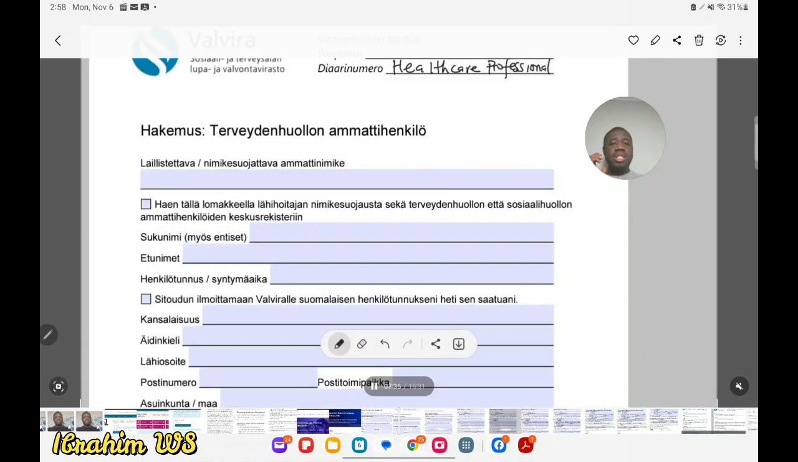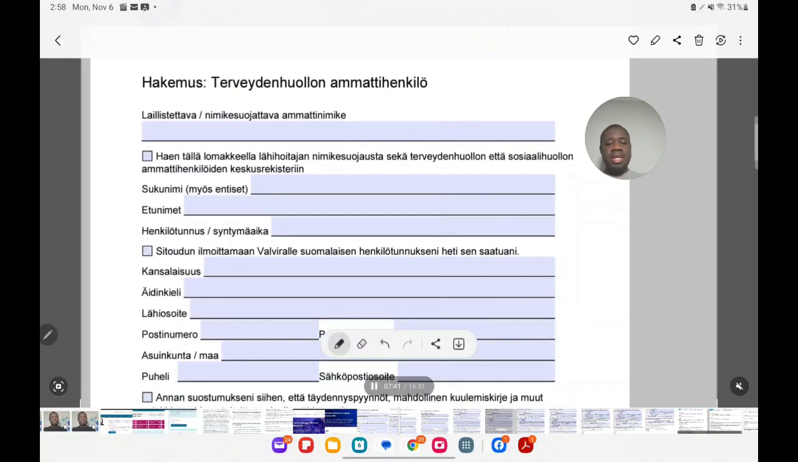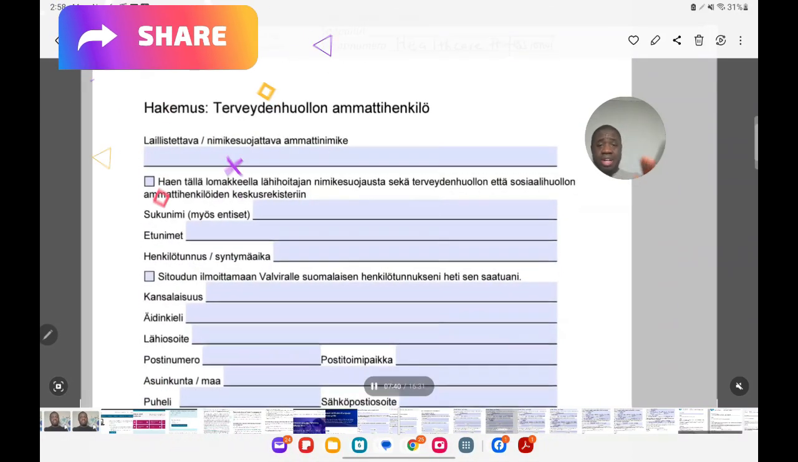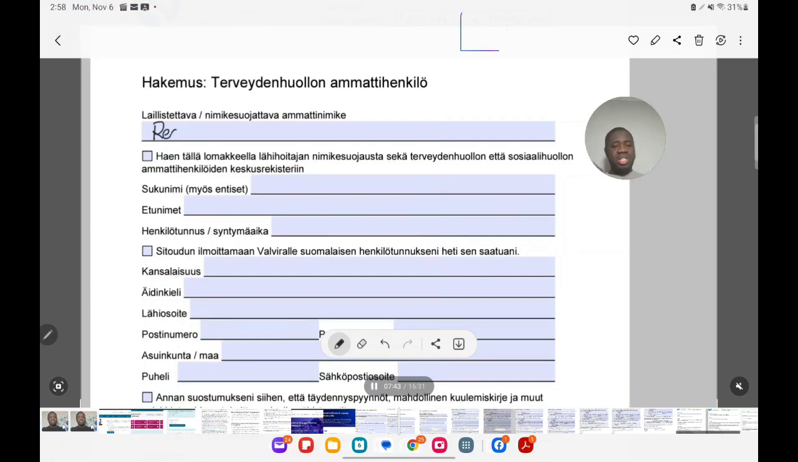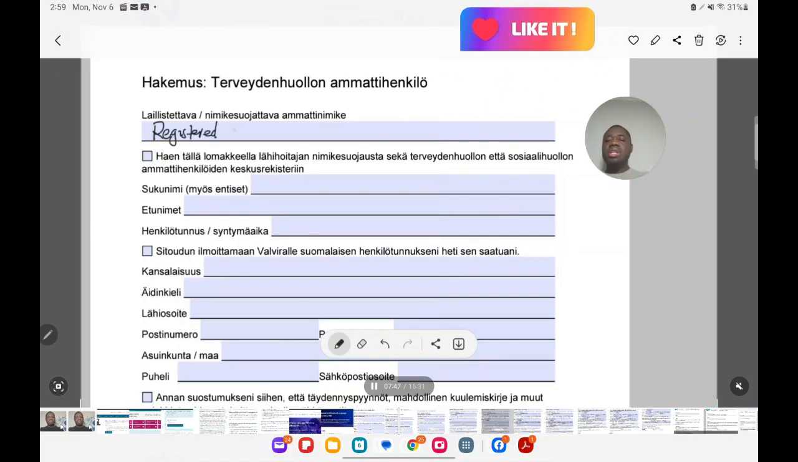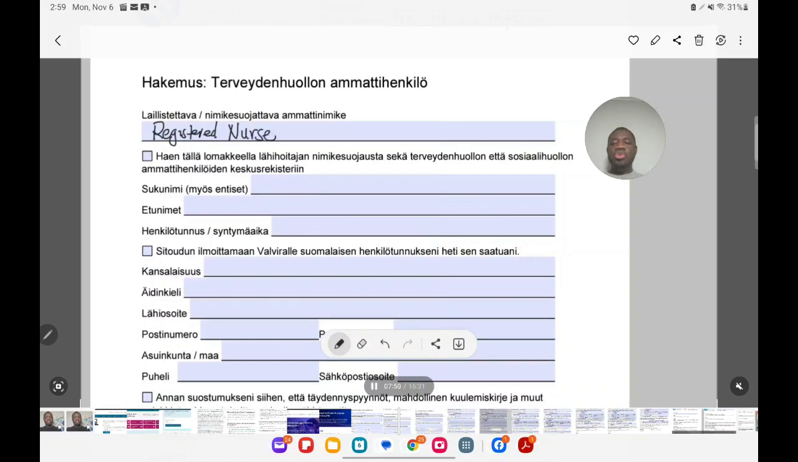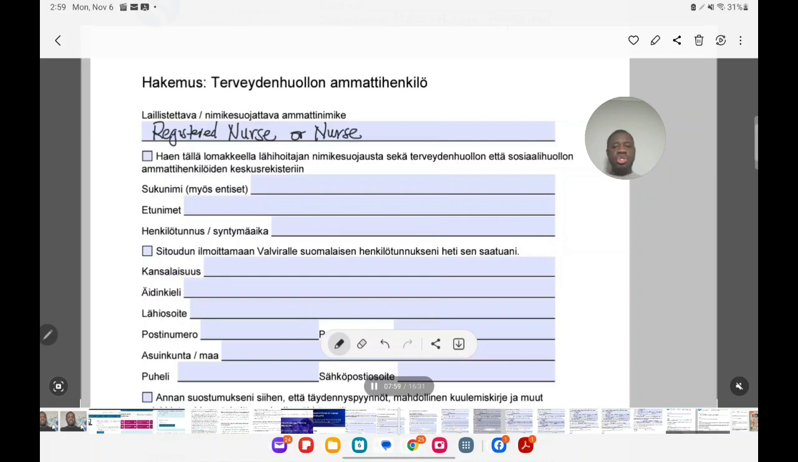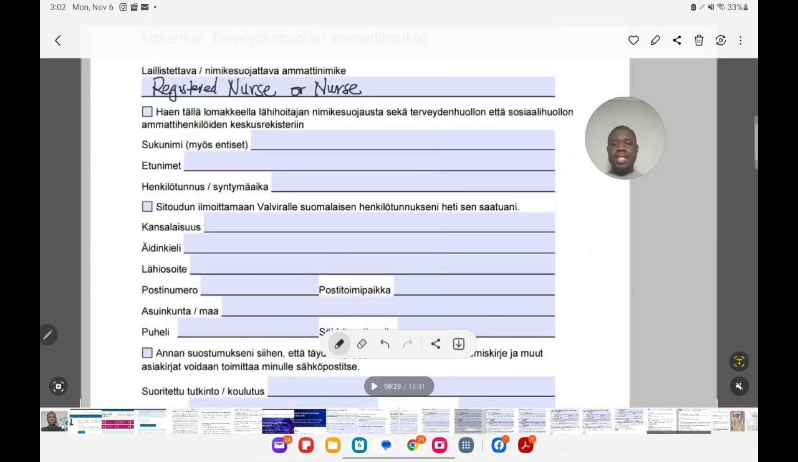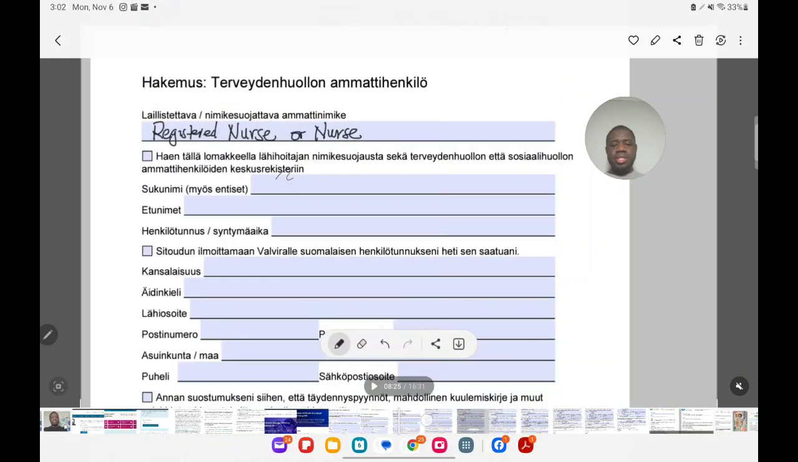So I will just write healthcare professional in the space after diary. What is it? Diary numero. I don't know what that means, but Google translated the information. So now the next space will be filled with registered nurse. This is asking about the position that you are applying for, the role that you are applying for. So just write registered nurse or nurse. So the other one, so what this is asking, let me do it again.